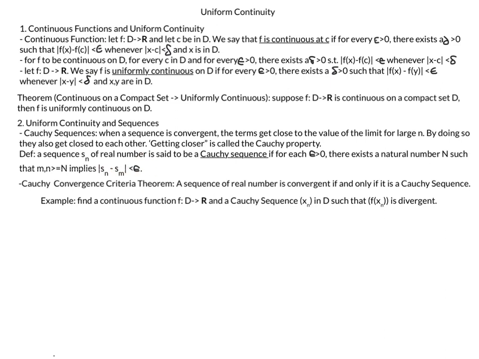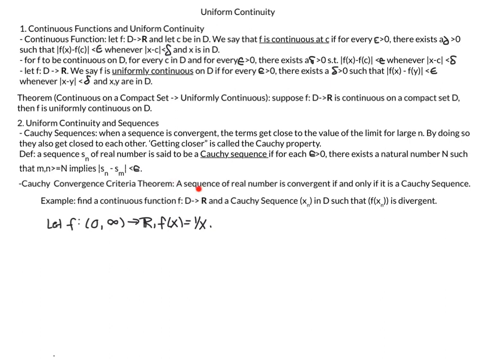And when we looked at sequences, we also had this Cauchy convergence criteria that said a sequence of real numbers is convergent if and only if it is a Cauchy sequence. So for our example, we want to find a continuous function f and a Cauchy sequence x_n in D, such that f(x_n) is divergent.